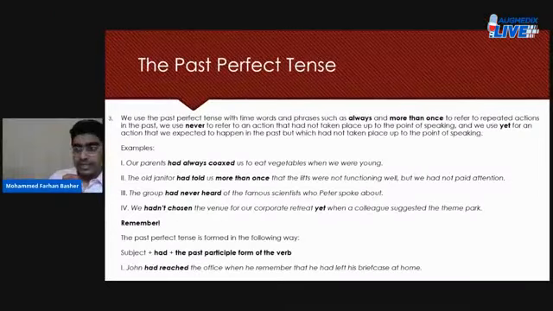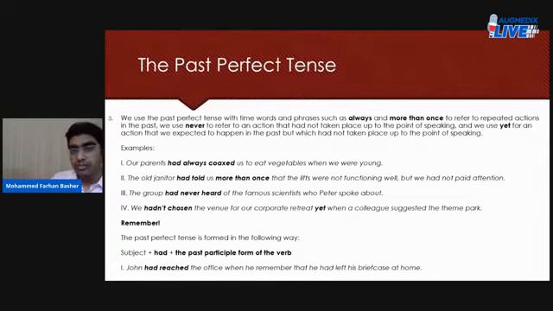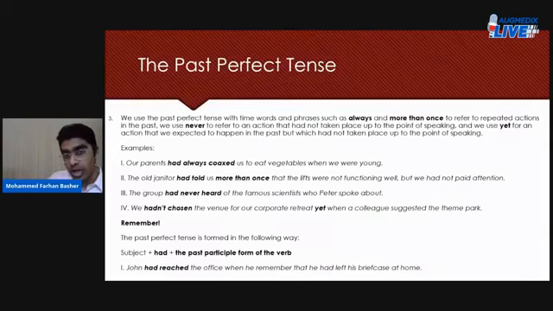The first example, see, we use always, right? We use the past perfect tense with time words and phrases such as always to refer to repeated actions in the past. Remember this. First, try to understand this. We use time phrases or adverbs of frequency such as always or more than once to refer to repeated actions that took place in the past, right? Such as our parents had always coaxed us. Coaxed means persuaded us, right? Our parents had always persuaded us to eat vegetables when we were young. Now they don't do it any longer, and we are not young anymore.